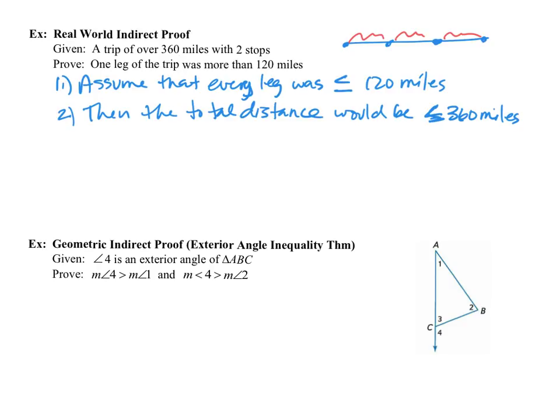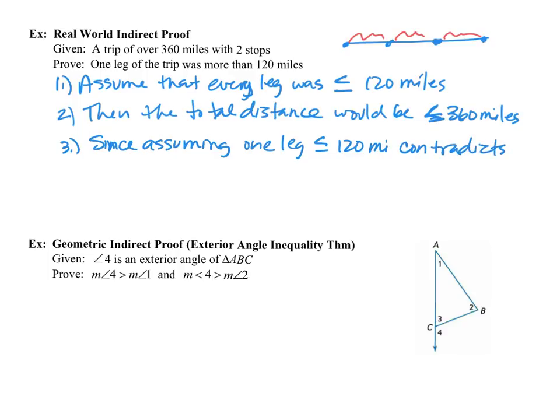Since we've reached our contradiction, we're ready to finish up the indirect proof. We'll say that since assuming that one leg of the trip was less than or equal to 120 miles contradicts the given. What was the given? It contradicts that the total trip was greater than 360 miles.